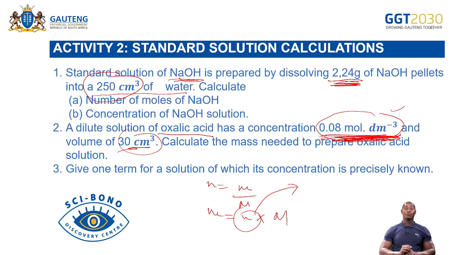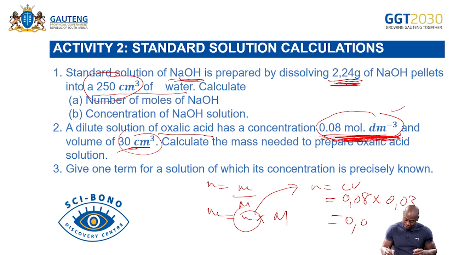How do we get the number of moles given concentration and volume? n equals CV, from C equals n over V. C is 0.08, V is 0.03. Why 0.03? Where is that 0.03 coming from? Because I see 30 here. That 30 is in cubic centimeters, so I have to convert it to cubic decimeters. Then I will get the number of moles. 0.08 times 0.03 is 0.0024.